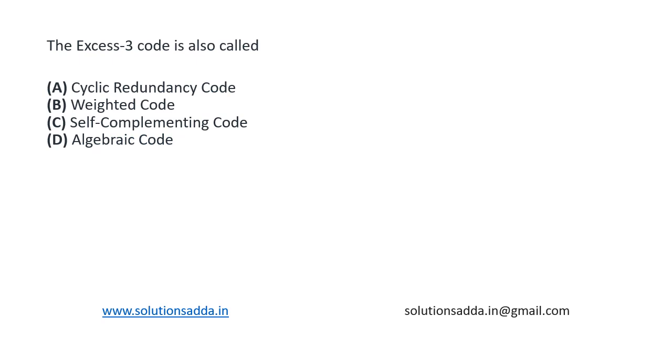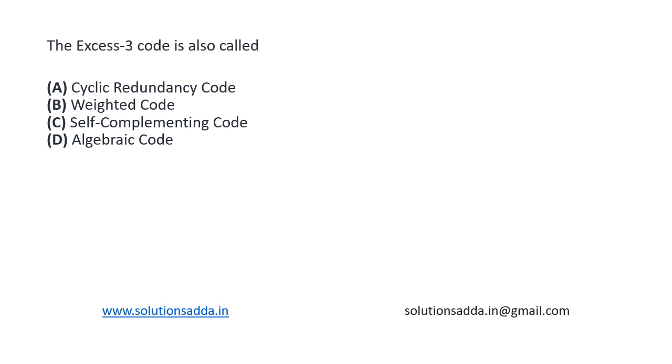This is a question from Digital Logic Design. The XS3 code is also called, and 4 options are given. So first of all, what is XS3 code? The XS3 code for a given decimal number is determined by adding 3 to each decimal digit in the given number and then replacing each digit of the newly found decimal number by its 4-bit equivalent.